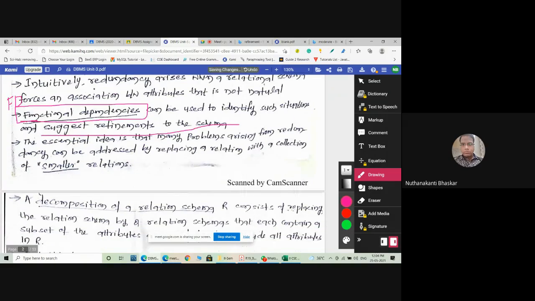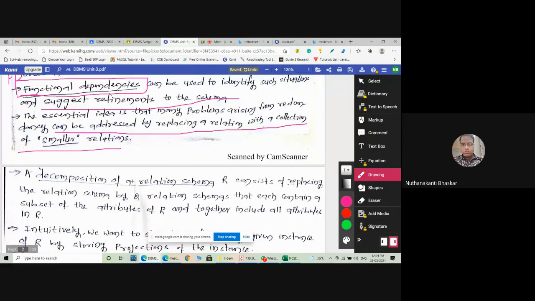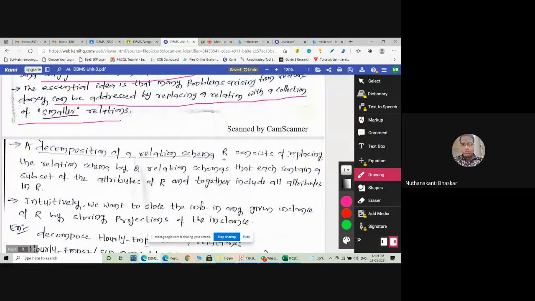The essential idea is that many problems arising from redundancy can be addressed by replacing a relation with a collection of similar relations. That is, a decomposition of a relation schema R consists of replacing the relation schema by two relation schemas that each contain a subset of the attributes. This is very important. After dividing that relation, each contains a subset of the attributes of R and together they include all the attributes of R.